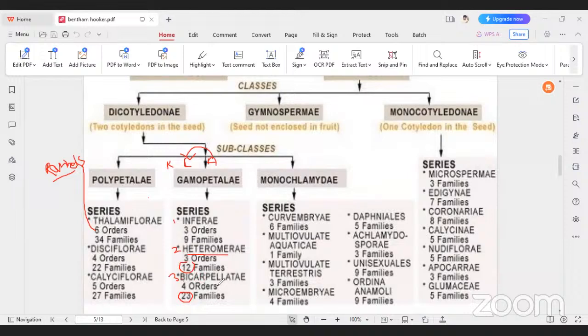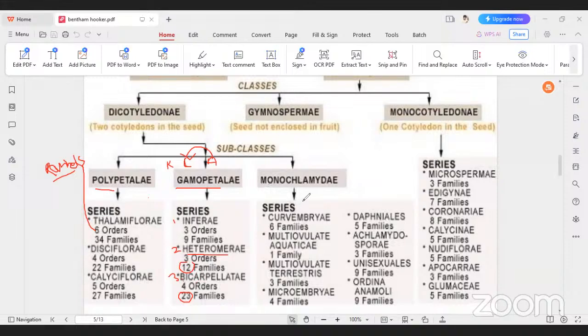And another subclass, Monochlamydeae. Now the Polypetalae series is completed, and the Gamopetalae series and orders are completed. Now the Monochlamydeae: uniseriate perianth. In Polypetalae and Gamopetalae it is biseriate, but in Monochlamydeae, uniseriate perianth or perianth reduced. If the perianth is reduced, that means the petals are absent. It is divided into seven series.